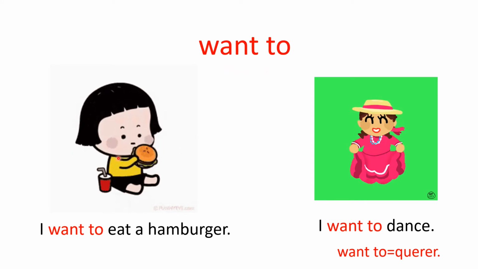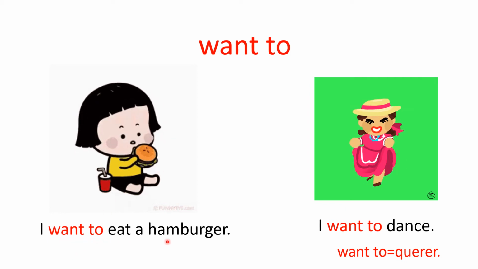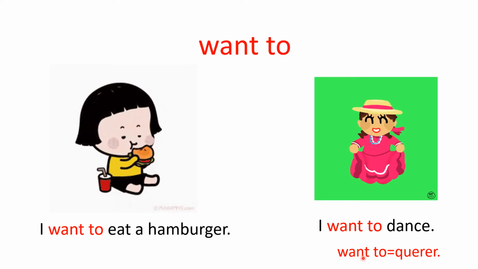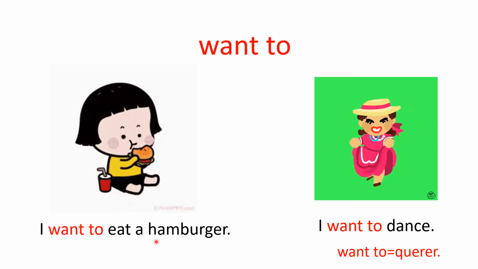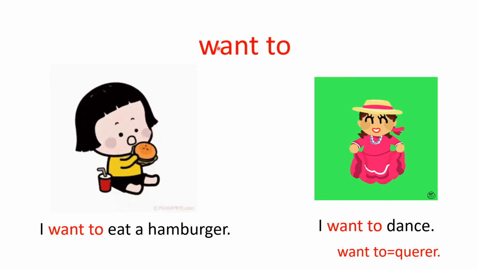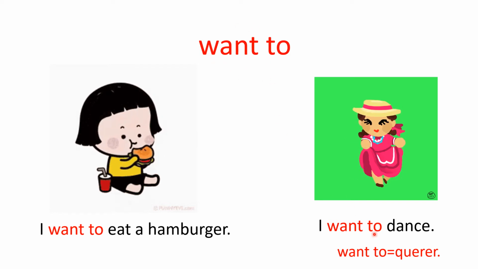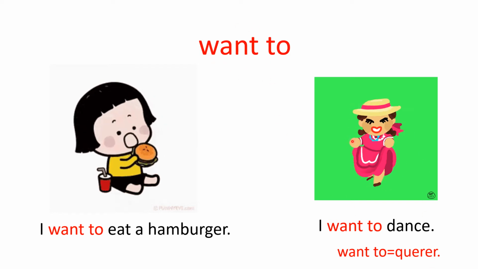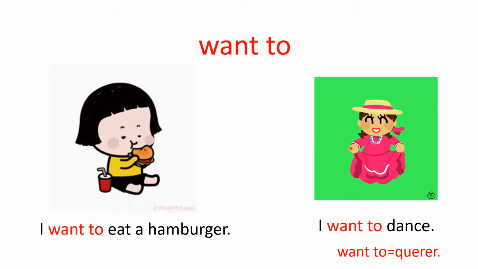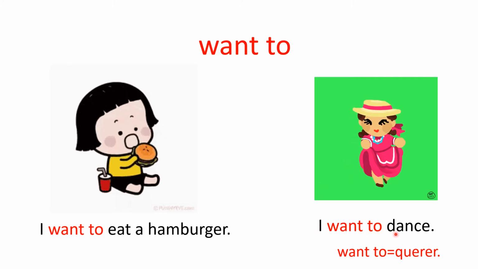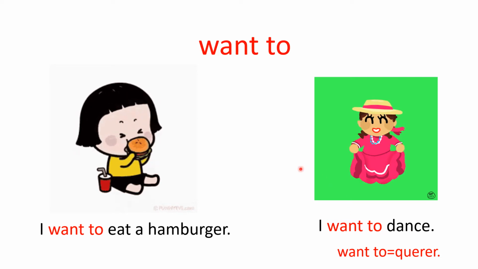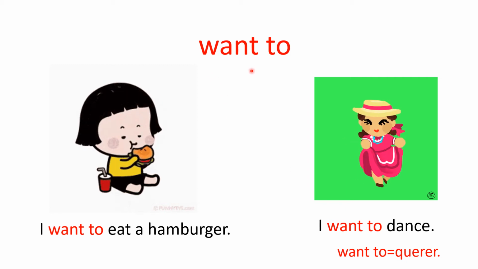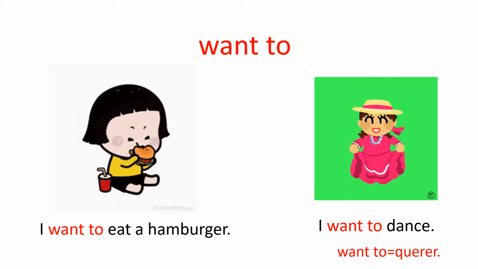Look, she's eating a hamburger. And she says, I want to eat a hamburger. Look, the meaning is here, want to. That is a stative verb, want to. Look at the second picture. She's dancing. And she says, I want to dance. One more time, this is the stative verb. Now let's continue.